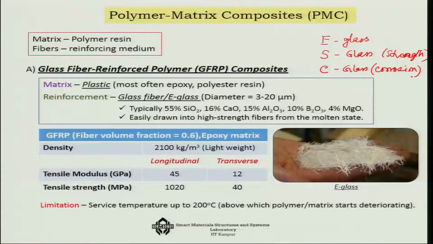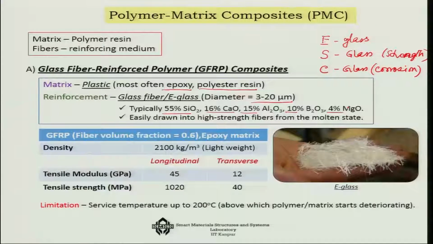However, the most common one is actually E glass fiber, and the most common matrix is actually epoxy polyester resins. The diameter of this fiber is between 3 to 20 micrometer, and typically in each one of these fibers, if you look at the composition, you will see about 55% silica. So silica has the major composition, then 16% calcium oxide, 15% alumina, 10% boron oxide, and 4% magnesium oxide.